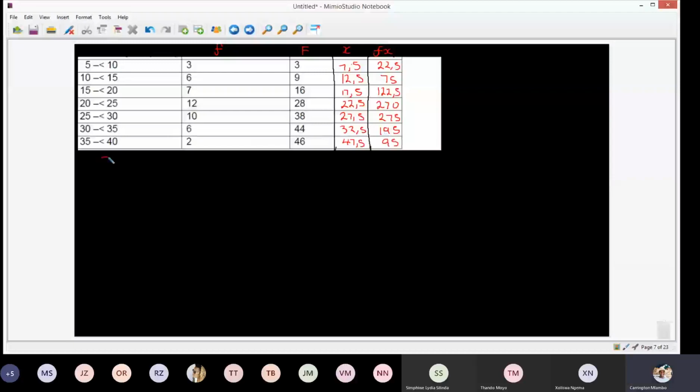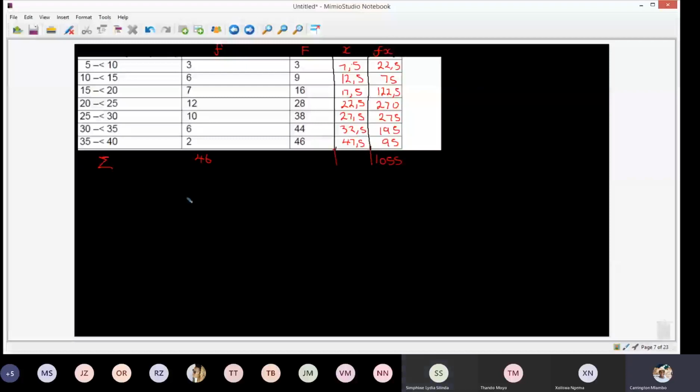Then the total, the summation, let me see, for the frequency, you get 46. Then for this one, 22.5 plus 75 plus 122.5 plus 270 plus 275 and so on. 1,055. What did you get? 1,055, I think. Yes, 1,055. That's also what I got.